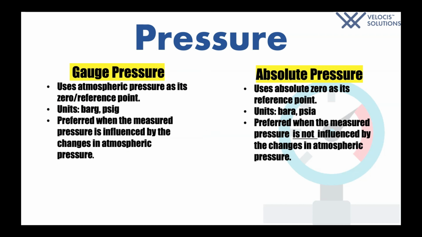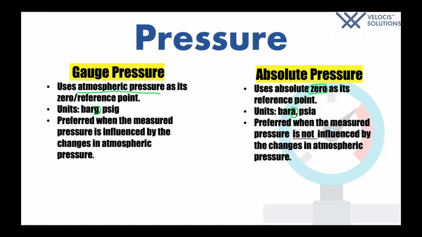Talking about pressure, I would like to point out a very important fact. The pressure can be given in terms of gauge pressure or absolute pressure. The main difference between these two concepts is the reference point. Gauge pressure uses atmospheric pressure as its zero or reference point, while the absolute is referenced against perfect vacuum or absolute zero. To point out the difference, we usually put G or A at the end of the pressure units as it is shown here.